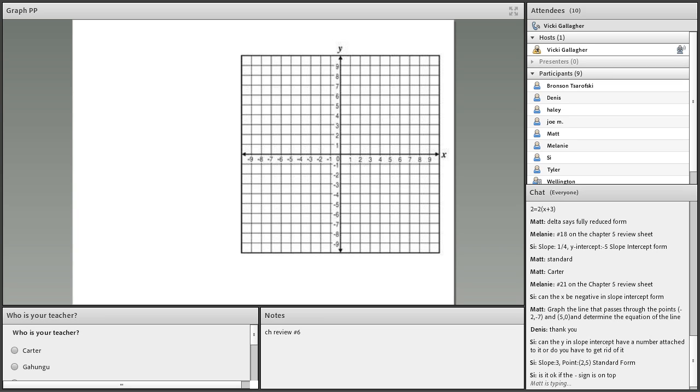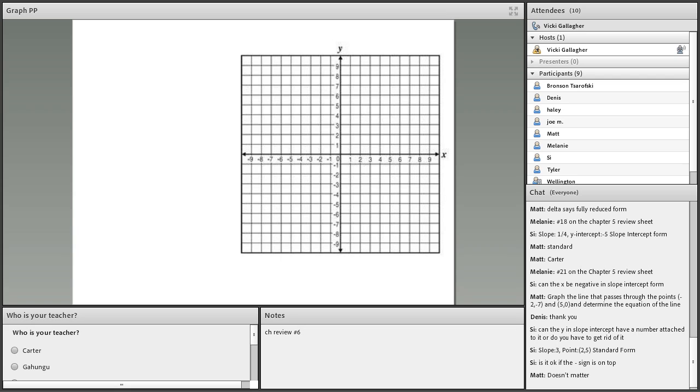Yeah, the negative sign can be on the top or the bottom. The one place I don't recommend is that you float it in front of the fraction because that can get really confusing. Okay, then you pick point-slope, that's going to be the easiest. Standard's probably the hardest.